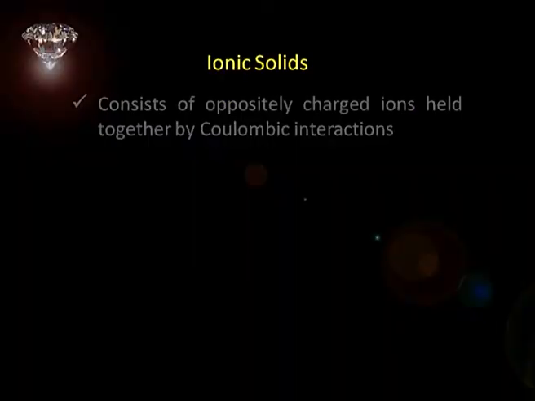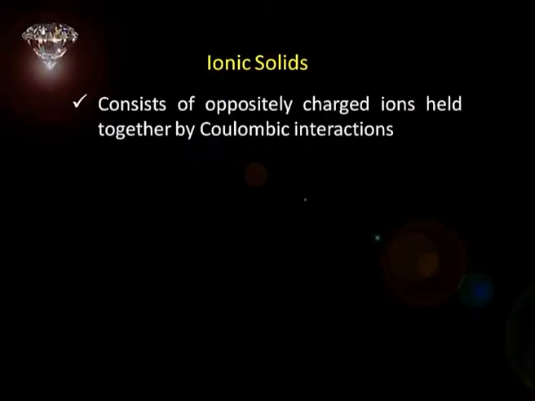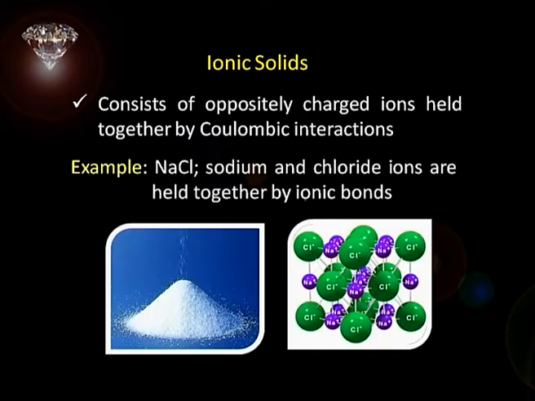In the case of ionic solids, as the name suggests, ionic solids consist of oppositely charged ions which are held together by Coulombic interactions. A typical example I can take is sodium chloride. What happens in the case of sodium chloride? The sodium ions and chloride ions are held together by ionic bond. So this is a typical simple picture of sodium chloride here.